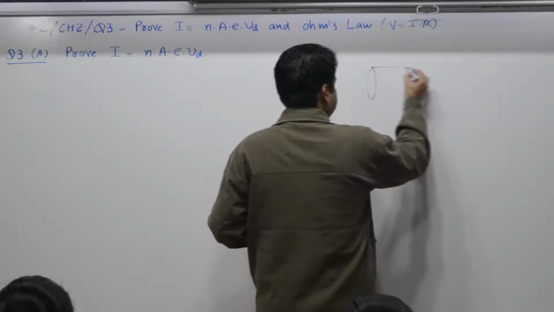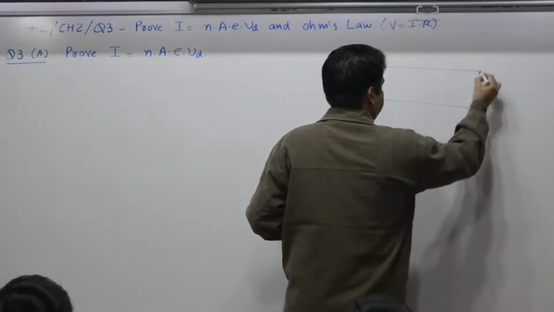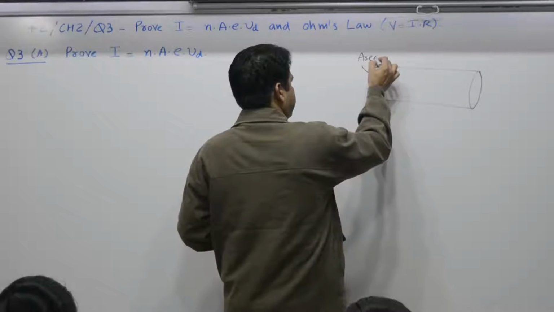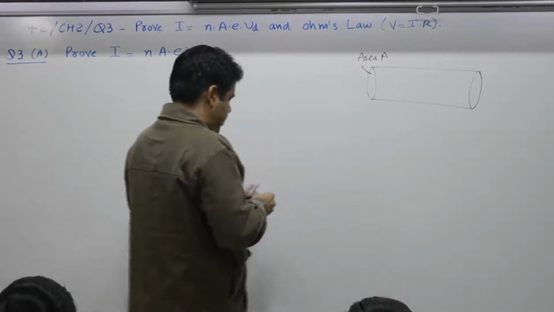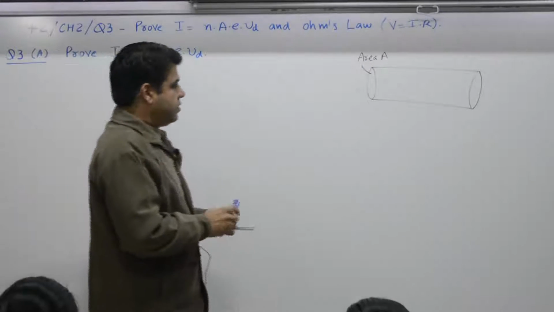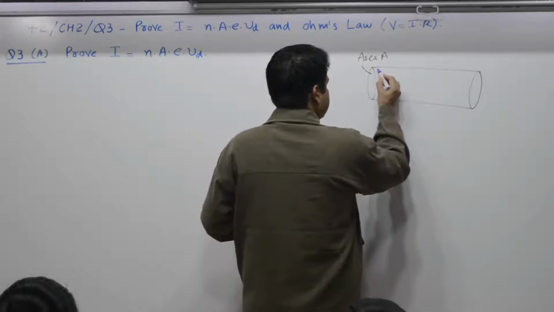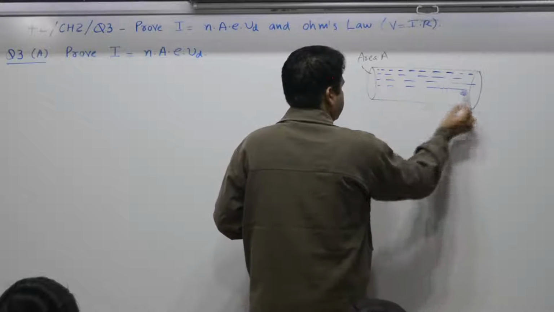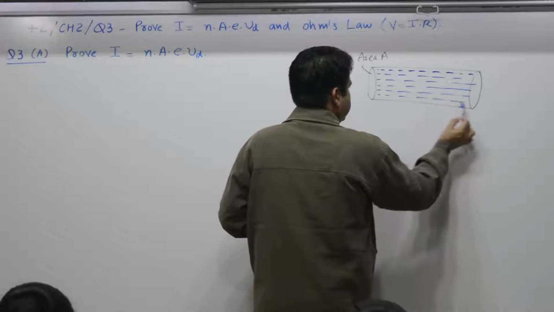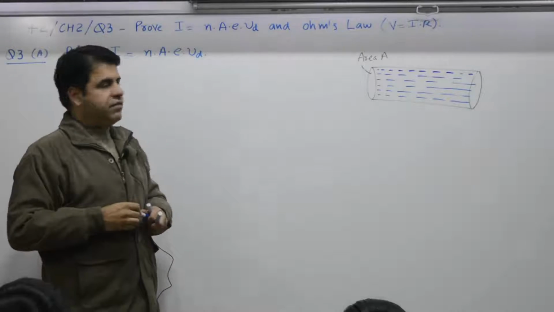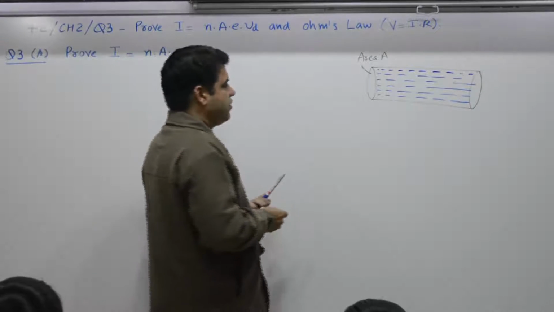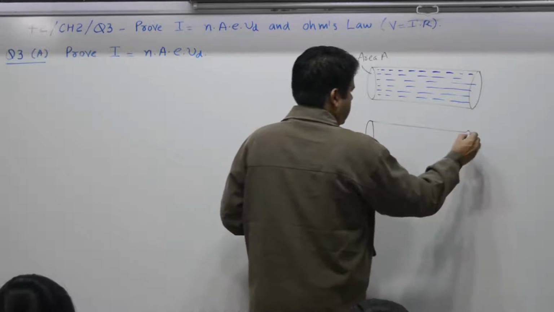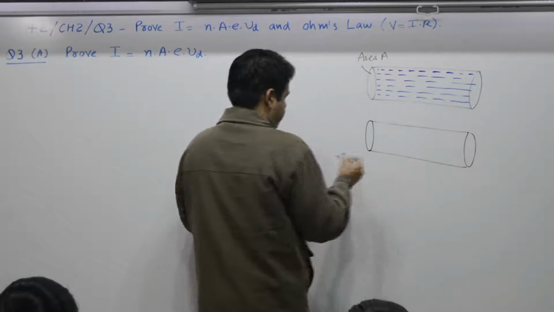Suppose you have a wire of cross-sectional area A and charge is flowing. You can think of it as some fluid flowing in a pipe. Water flows in a pipe. Similarly, electrons flow in a wire. If it is moving with a certain speed, after some time, part of this will come out.